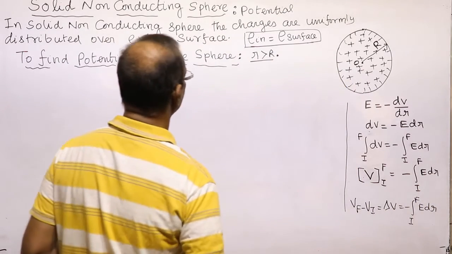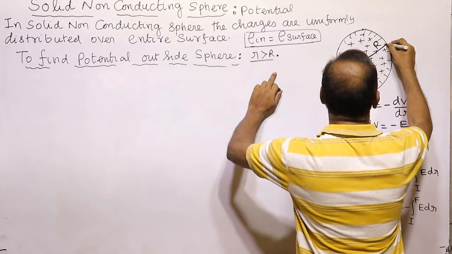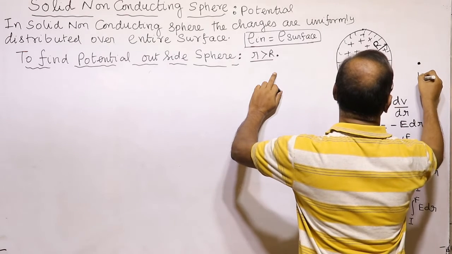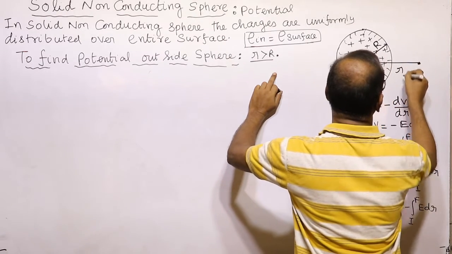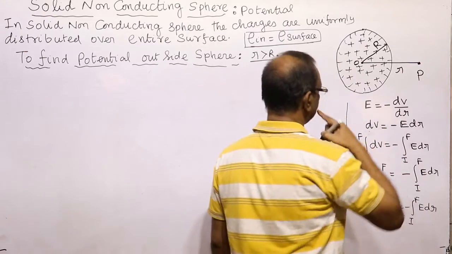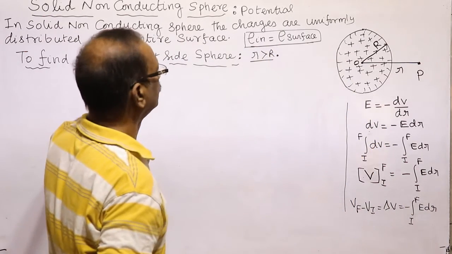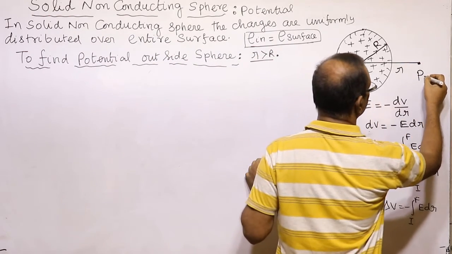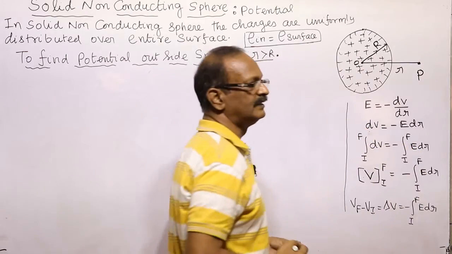Suppose R is the radius of the non-conducting sphere, and we want to find the potential at a point P, which is at a distance r from the center of the sphere. It means the point P is outside. We want to see the potential. What is the potential at this point?